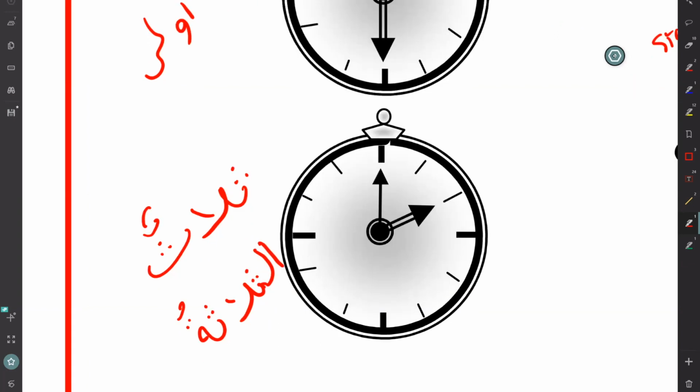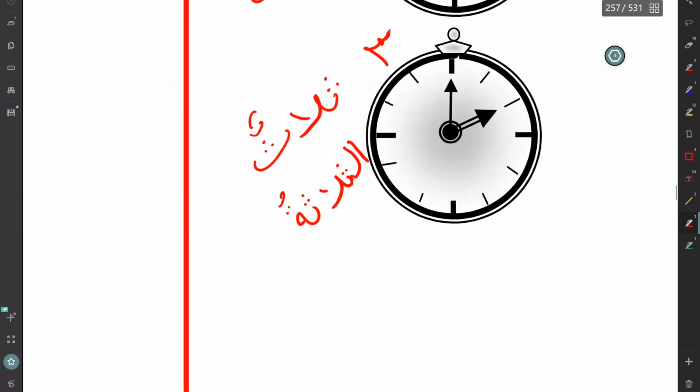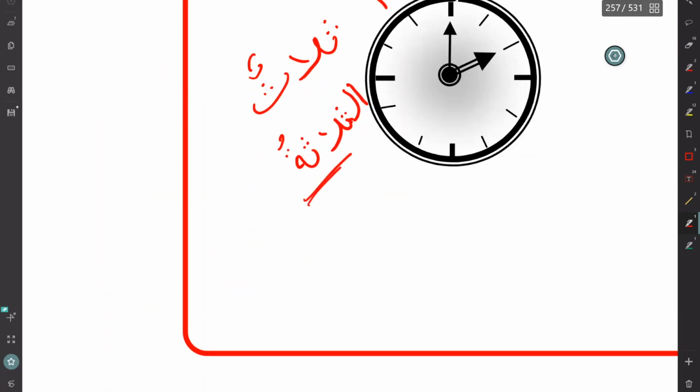Is it right? Because remember, for 3, we have 2. We can say thalathun or we can say thalathatun. So now I want to say it is 3 o'clock. Can I say thalathatu? No, we can't. Why? What is the problem? I have the feminine, but what's the problem? The problem is it has to be the correct ordinal number.